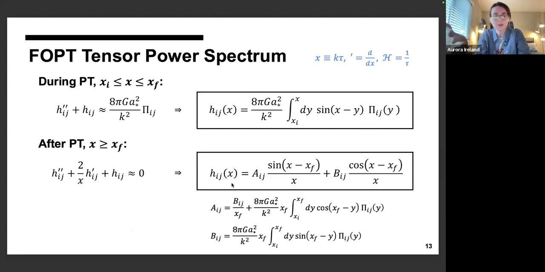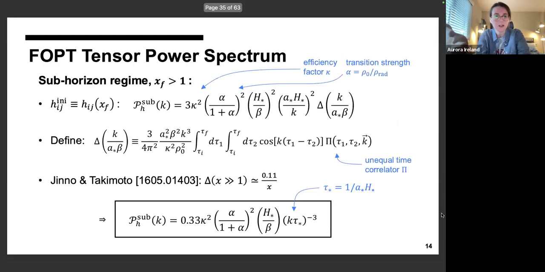So during the phase transition, because it completes, quote unquote, fast, we can neglect expansion and just solve this equation, which can be solved via the method of Green's function. And we have this expression. After the phase transition, we no longer have a source, but we can no longer neglect expansion. And we have this expression. You can solve for these coefficients by matching the two at the end of the phase transition. Now, because of a subtlety with the superhorizon spectrum, I'm going to have to treat the subhorizon and superhorizon modes a little bit separately.